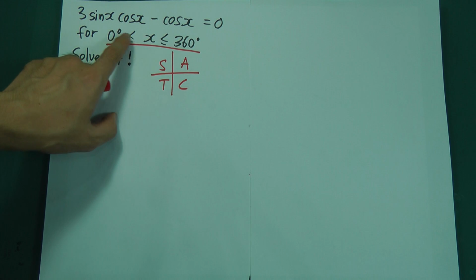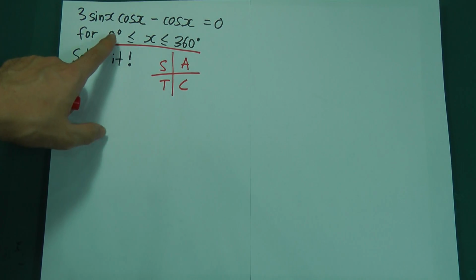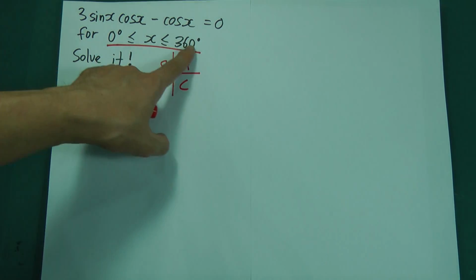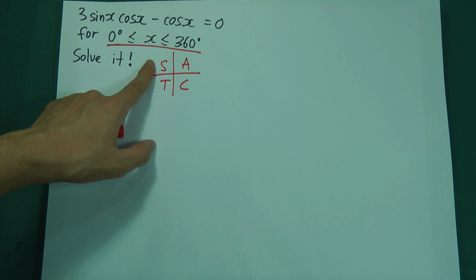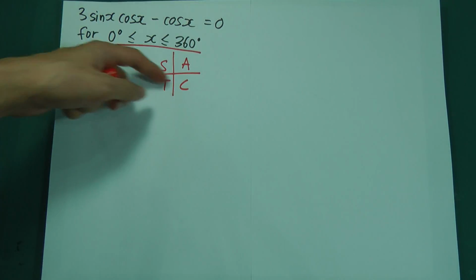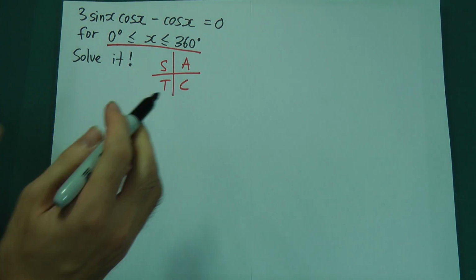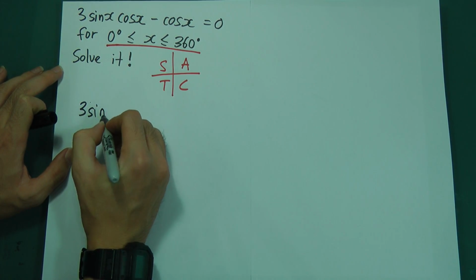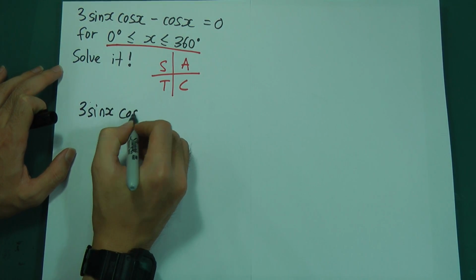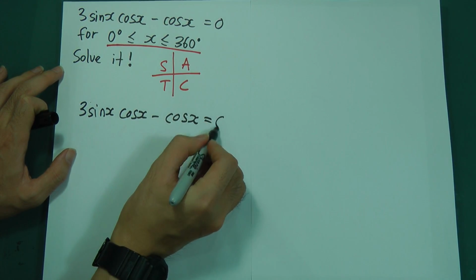This is the purpose of the range. The x is from 0 to 360. If in an exam you see x is between 0 and 180, it means only the first and second quadrants are involved. This is very important information in order to solve this kind of question. So over here, I'm going to write one more time: 3 sin x cos x minus cos x equals 0.